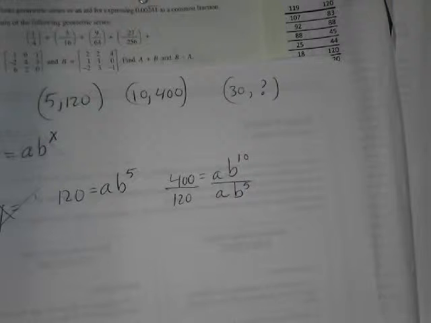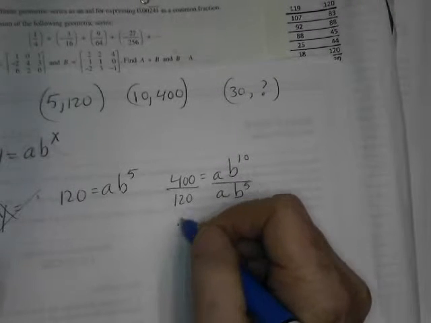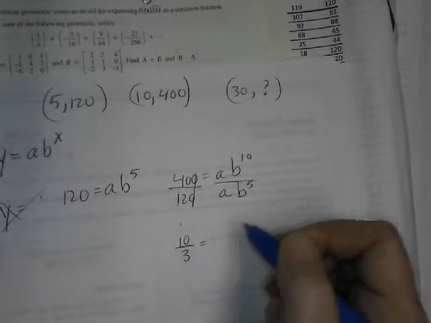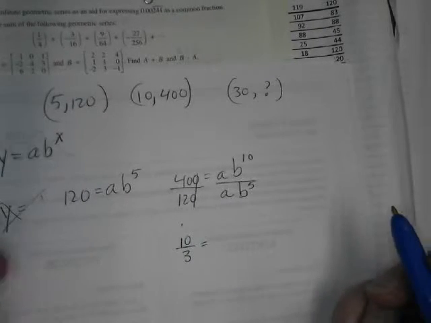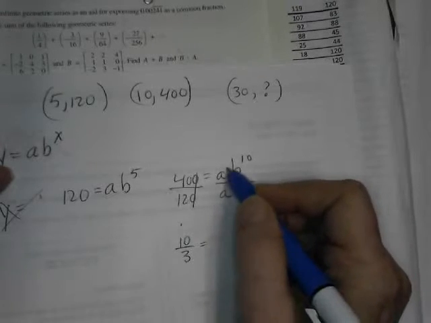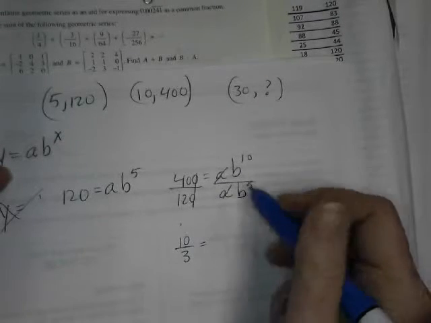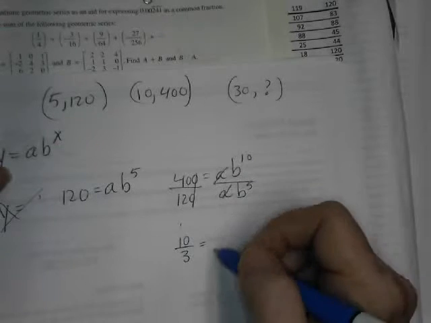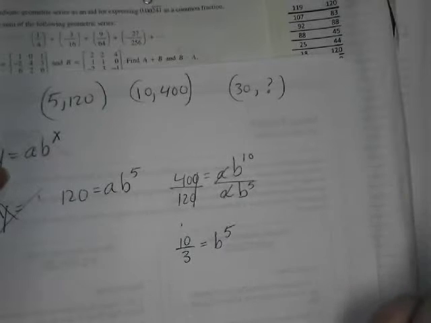What's 400 divided by 120, you may ask? Well, let's see. It looks like it's 3.33333 or 10/3, right? I'm going to call it 10/3, because just for now, we can end up calling it 3.333 if we want to. But A went away, and then B, I can go 10 minus 5. That's going to be b to the 5th, isn't it?